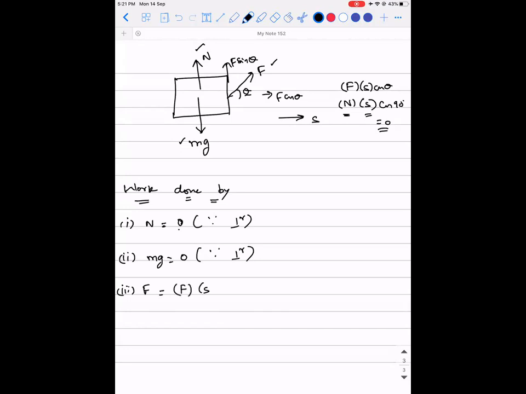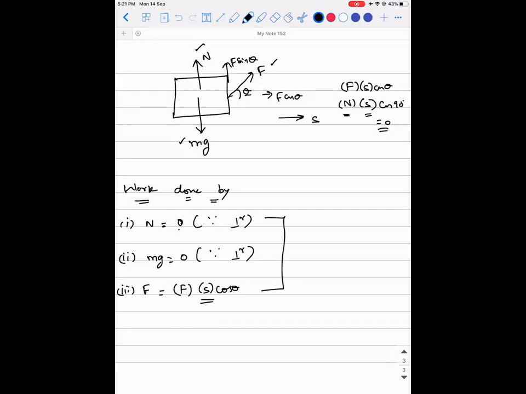Fs cos theta dot S. So please understand. Are you guys able to visualize how you are supposed to solve? Whenever you talk about work done, work cannot be done by all the forces acting on the system. Work can be done only by those forces which are responsible for the displacement of the object.